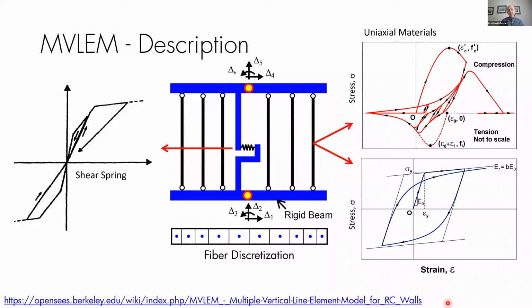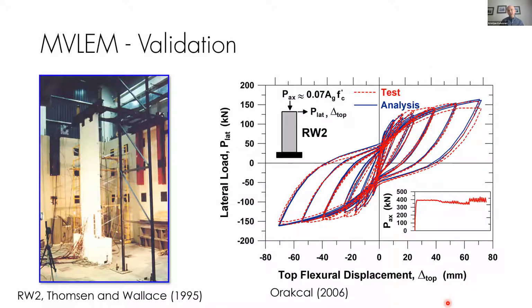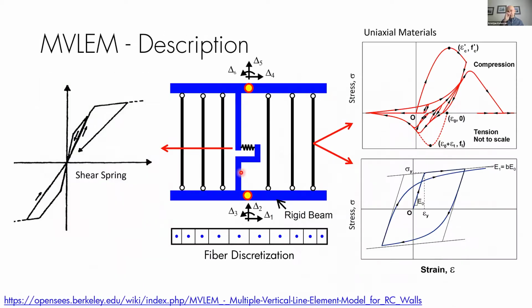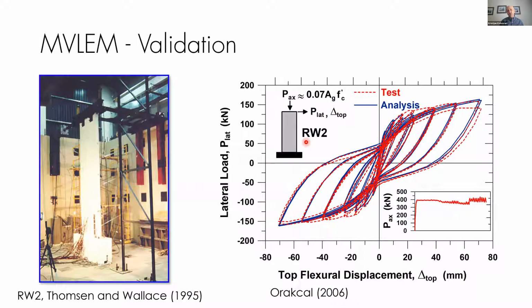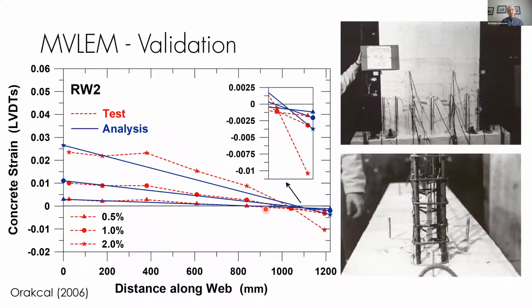So this model was validated because it's mostly a flexure-dominated model, because it has these flexural fibers and the shear spring. We validated it mostly against flexure-dominated walls, such as specimen RW2, for example, from Thompson and Wallace. You can see that it behaves pretty well in terms of the global force deformation, and also in terms of the strains predicted at the base of the wall. So both global and local behavior were reasonably well predicted.